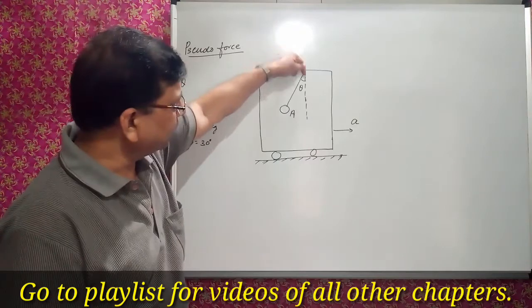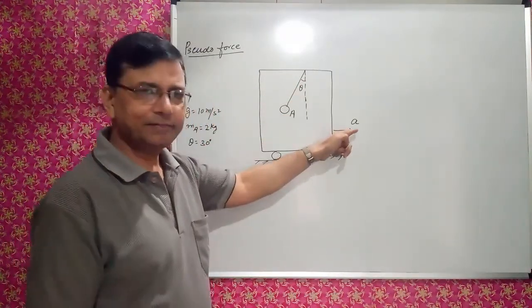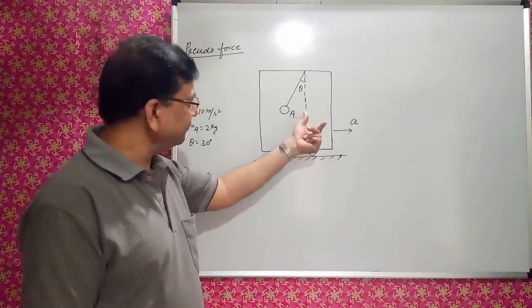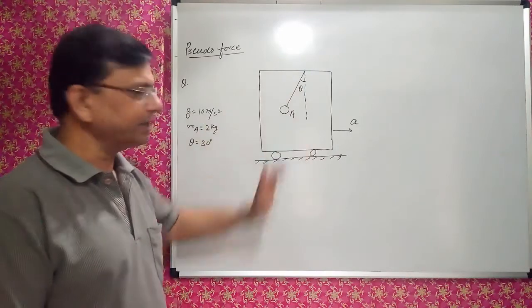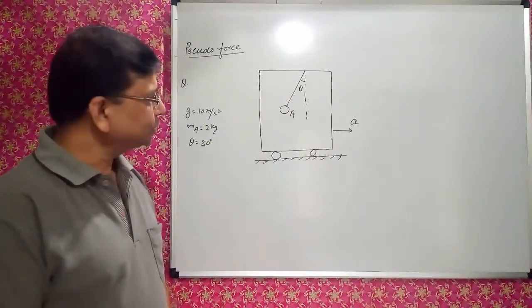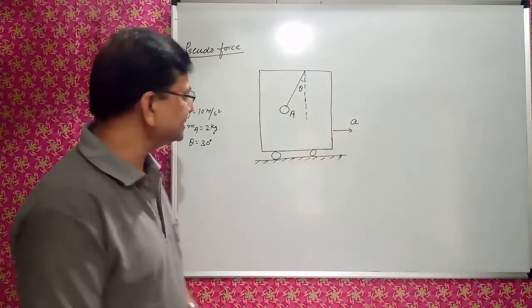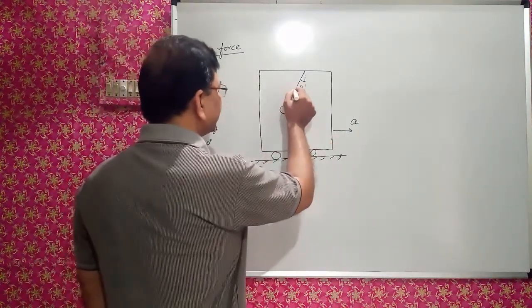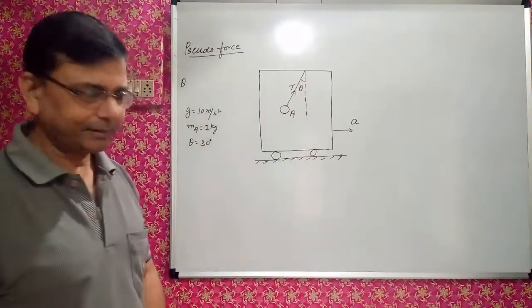From the roof, one mass was hanging. When it was accelerated with a certain acceleration A, the mass moved at an angle theta with the vertical, right? So I have to find the acceleration as well as the tension in the string, tension T, isn't it?